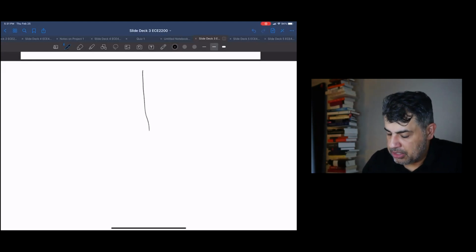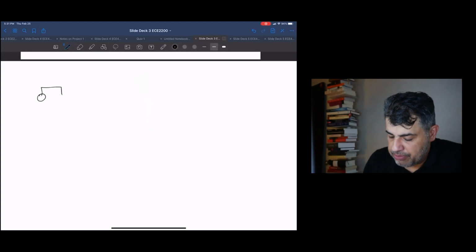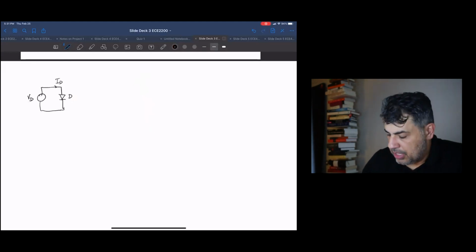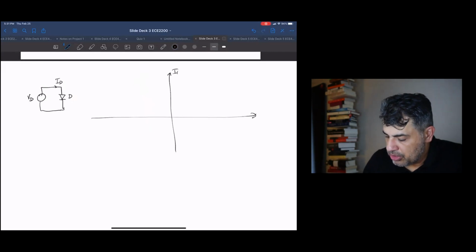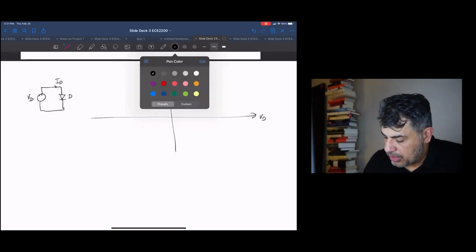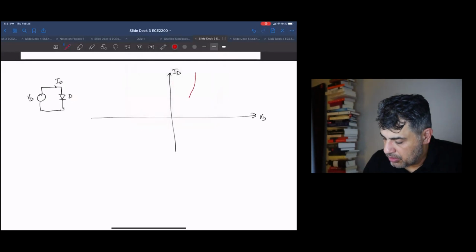So again, we have this diode device, and if I hook it up like this, this is the diode, this is the input voltage, and this is the current. And if I draw the current versus voltage characteristics of this thing, I'll end up with something that looks like this.